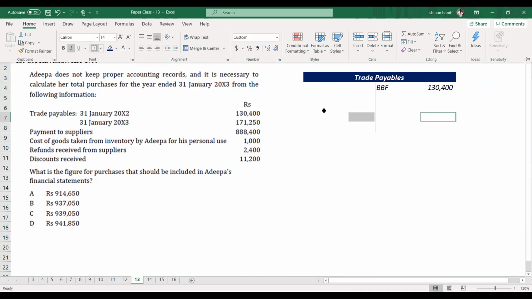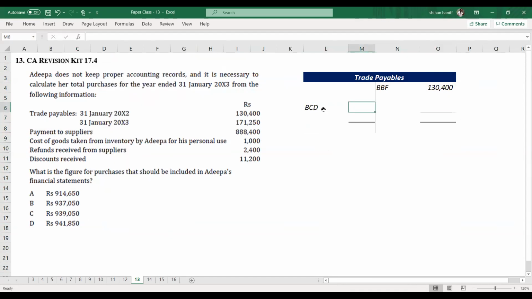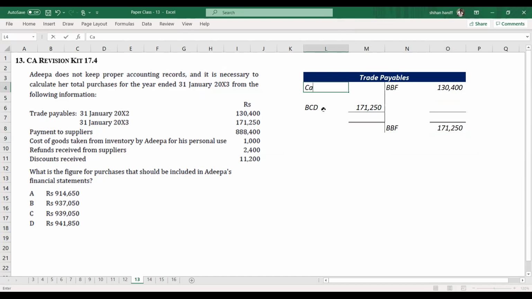In the closing balance, which is given for 31st January, balance carried down 171,250. Payment to suppliers, cash account credit. This is credit 888,400.